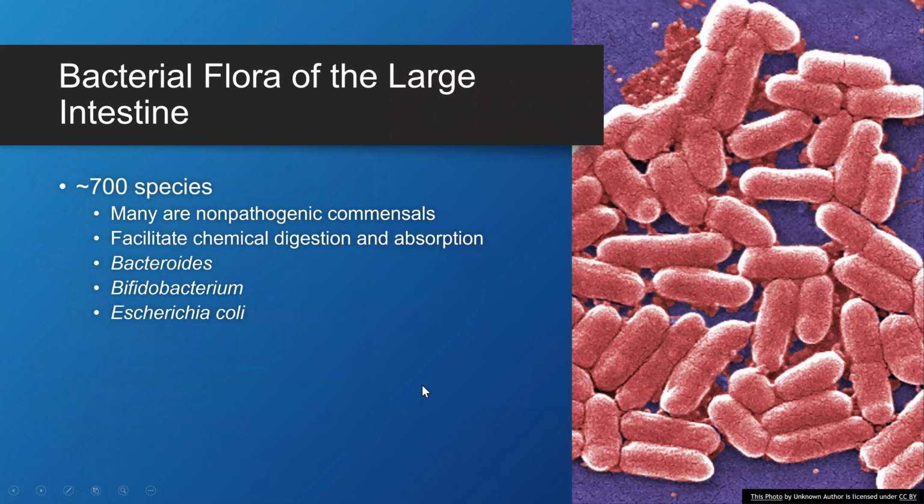Now we have bacterial flora in the large intestine, about 700 species. They facilitate chemical digestion and absorption. So digestion really in the large intestine is bacterial digestion. And here are some of these bacteria species. One is Escherichia coli, and that's, you know, probably the one that you already know.